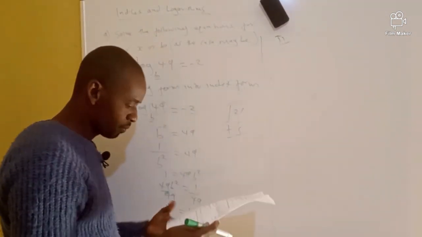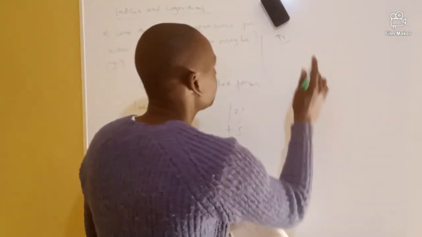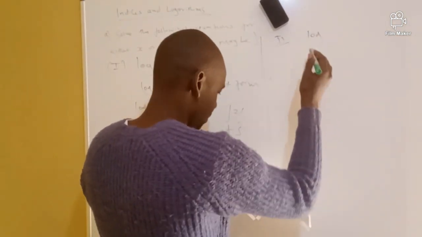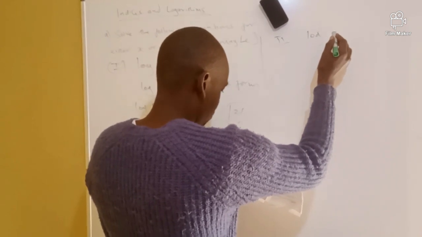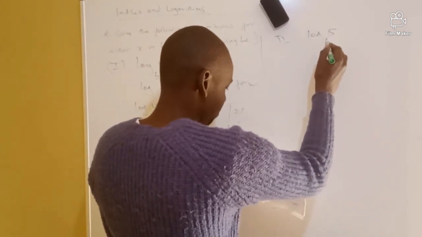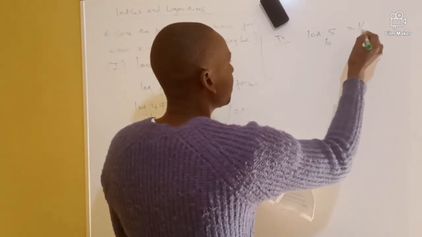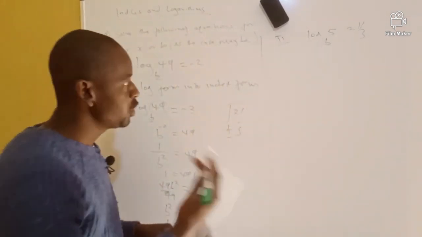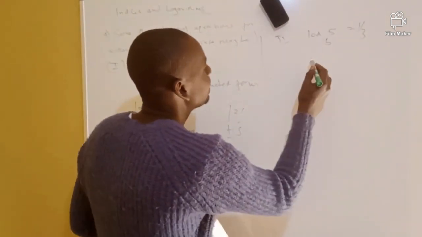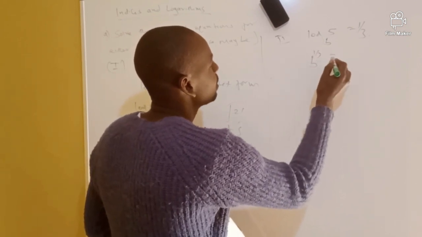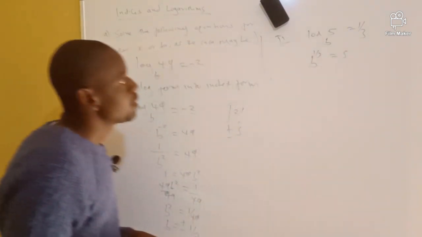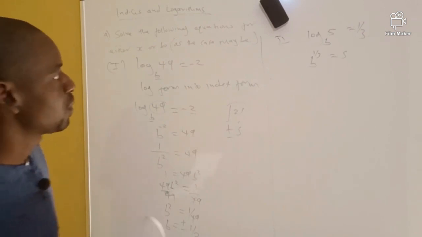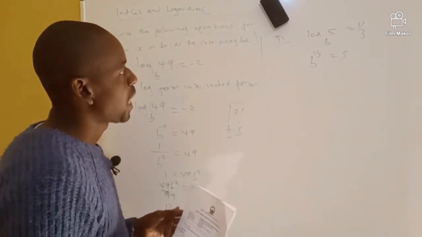Number two, log of 5 to base b is equal to a third. So the same procedure that we have just talked about. Change it into index form. So that is b raised to a third is equal to 5.